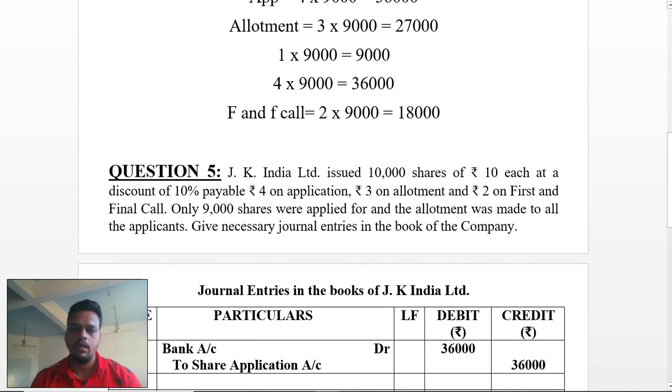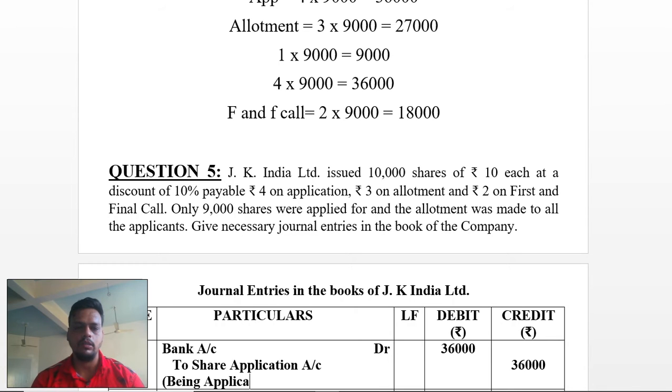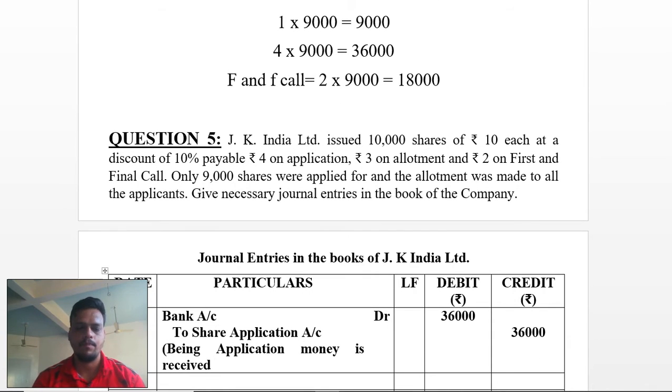36,000. Now we have to go with the being. Here we have to write being application money is received at 4 rupees on 9,000 shares. Entry close. Now this is the journal entry which we are passing.